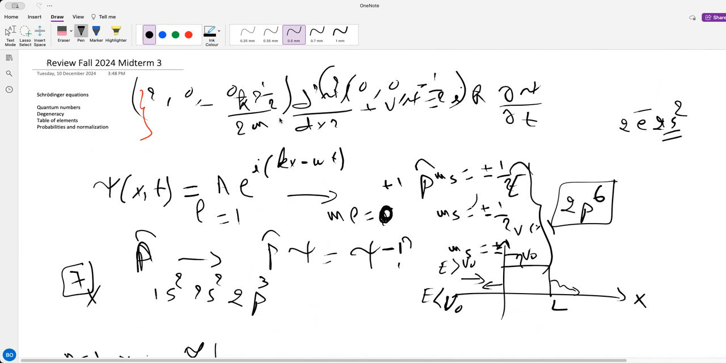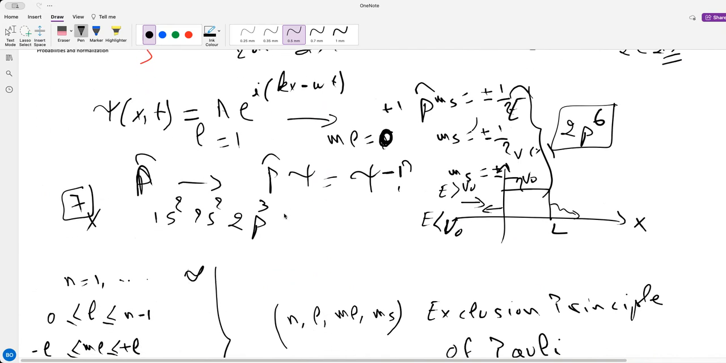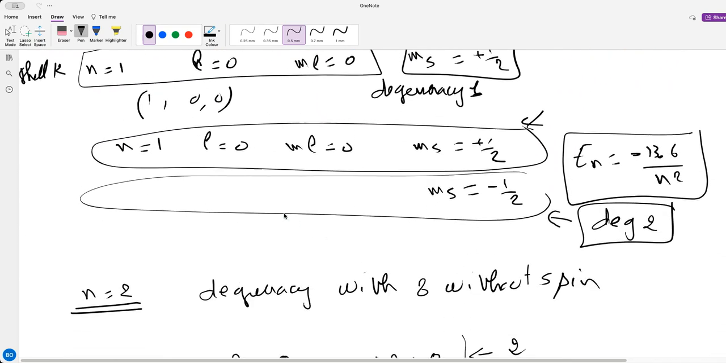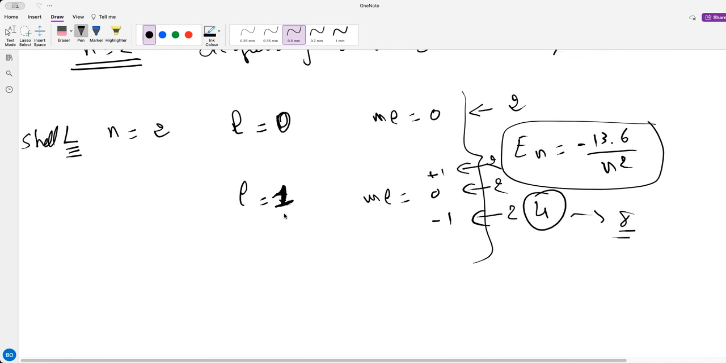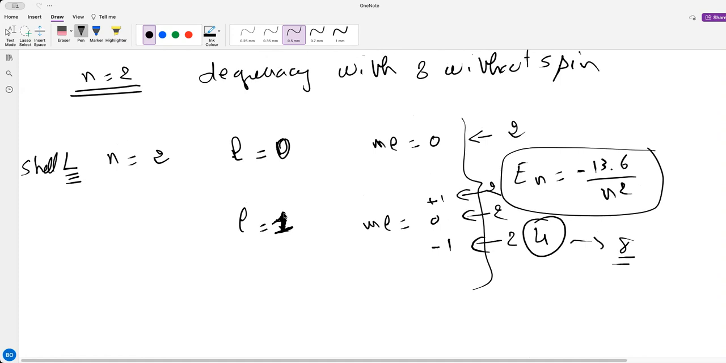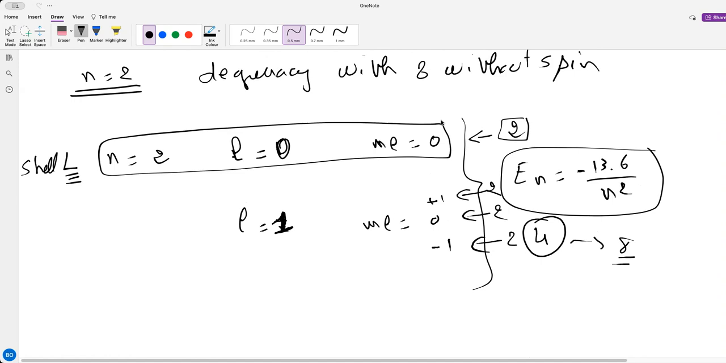Is finding how much degeneracy it has based off of the ML or off of the MS? It's based on how many possibilities. So, for example, if you don't take the spin into account, here there is only one possibility. There is only 2, 0, 0. So there is only one possibility here.